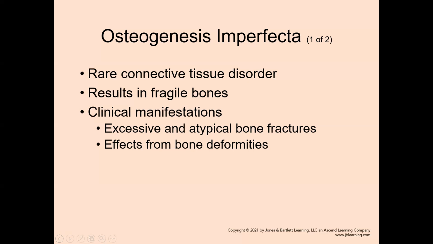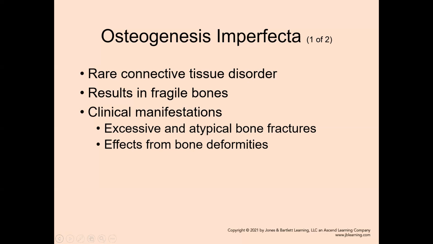Osteogenesis imperfecta is what you might know as, quote, brittle bone disorder. It is an inherited connective tissue disorder which results in very fragile bones. It is also noticed early in life because these children have excessive or atypical bone fractures, sometimes over 100, and they're kind of weird fractures. The effects you see on them are from bone disorders.